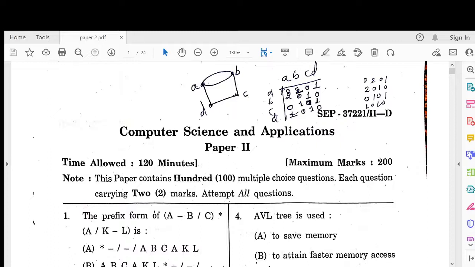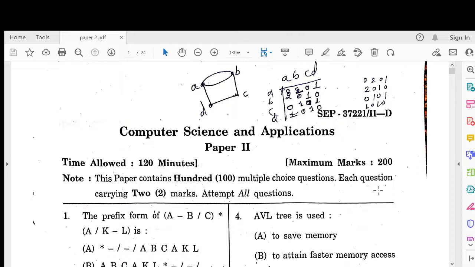Today we will discuss the official answer key given by MHSET Uni Pune. The official answer key is available. You can download the official answer key. For that you can see the previous video where the official answer key is available.